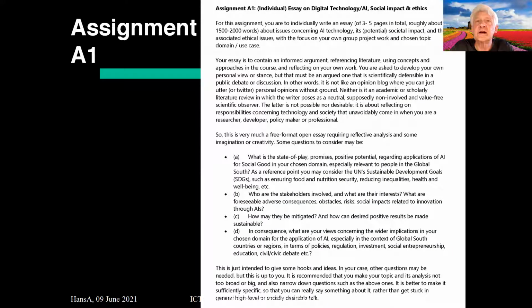This is the formulation of the assignments, but as it says here, it's very much free format, and you can invent your own questions. This is just a suggestion, but you have to adapt it to what you need for your case. You might also, for example, take a look at the Microsoft company AI checklist. Maybe that's relevant, maybe it's not. It's in the set of articles. So here you have to make your own decisions.